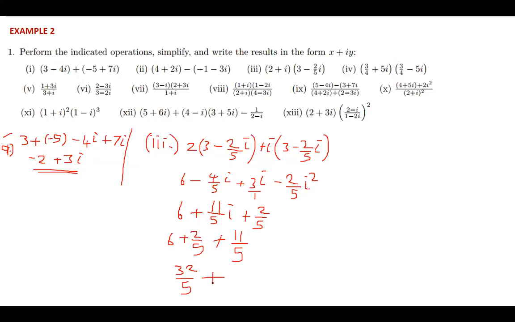And then plus 11 over, this one is supposed to have i. 11 over 5i. So these are the solutions. This is the solution when you're multiplying.